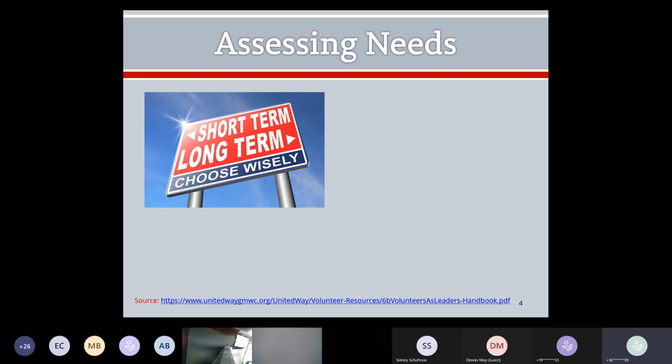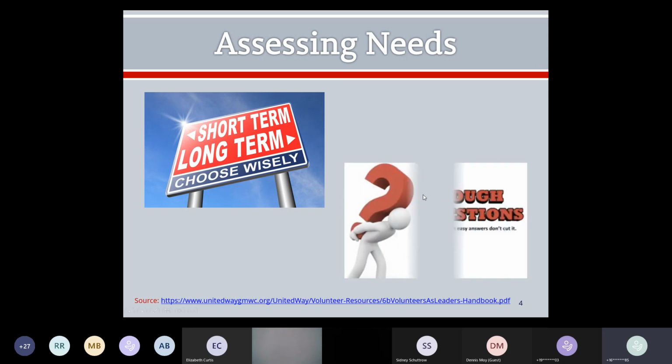There may be a need for a long-term commitment as well, but we will not know or be able to determine how long the service is going to be until we do that needs assessment of our program. So we have to ask ourselves the tough questions, which are not always fun to do.